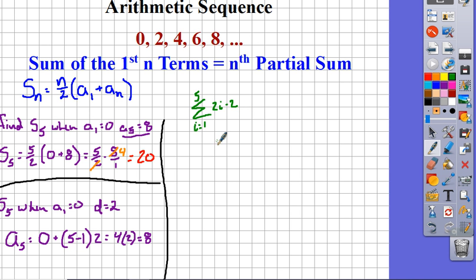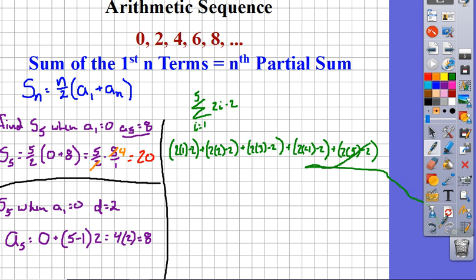Now, if we multiplied this out and added it all up as a summation, we'd have to write this out 5 different ways, and it would look like this. It would be 2 times 1 minus 2, plus 2 times 2 minus 2, plus 2 times 3 minus 2, plus 2 times 4 minus 2, plus 2 times 5 minus 2. That's a lot more work, especially if we don't have to do that.